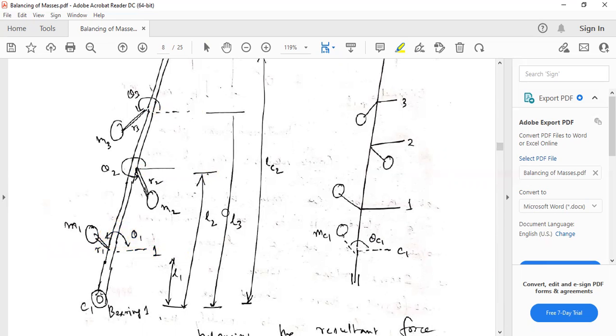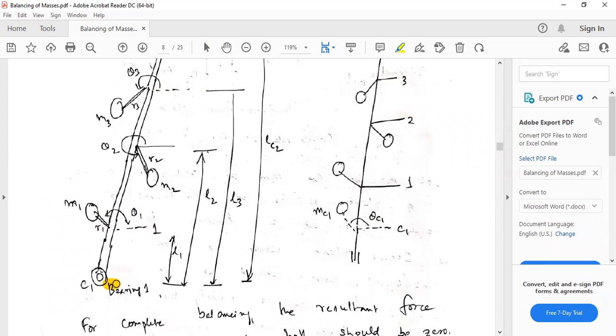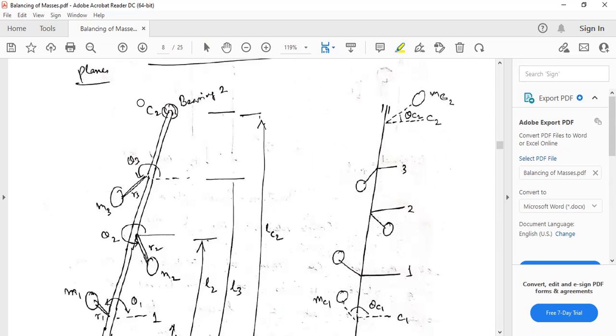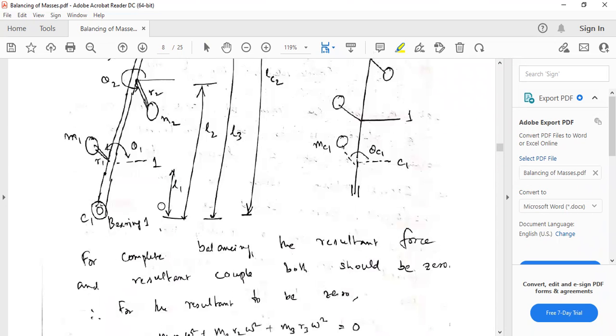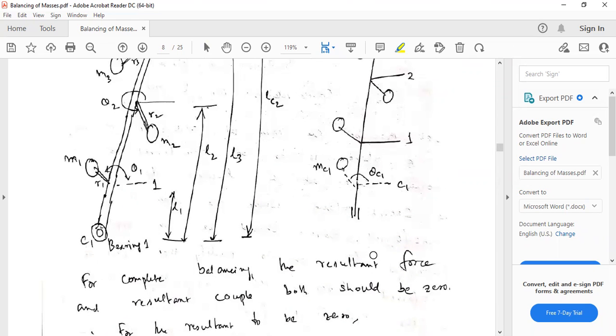One more thing. We have to measure the lengths of each mass from one reference plane. In this case, we call this the reference plane of the bearing. We have to measure the distances from some point. The relative gaps may be known, but we have to take moments about a fixed point. So the general practice is either you take this bearing as the reference or that bearing as the reference, and take moments about one of them. Now this is C1.